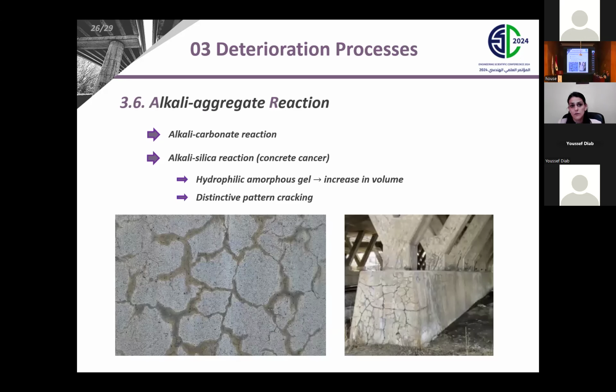Finally, I would like to mention the alkali aggregate reaction. This is a type of deterioration caused by the reaction between the alkali hydroxides and some types of aggregates. The most common form is the alkali silica reaction, also known as concrete cancer. As a result of it, a hydrophilic amorphous gel is produced around the aggregate particles. It increases in volume and causes internal stresses on the concrete, leading to cracking with distinctive patterns.